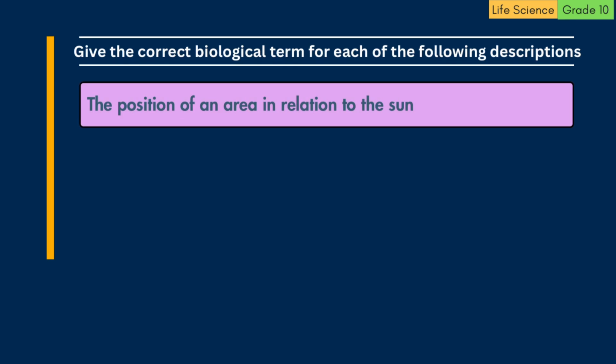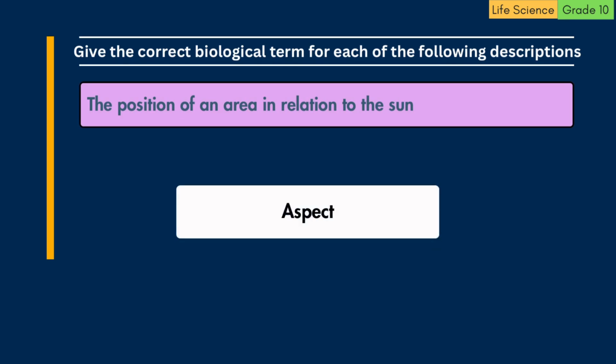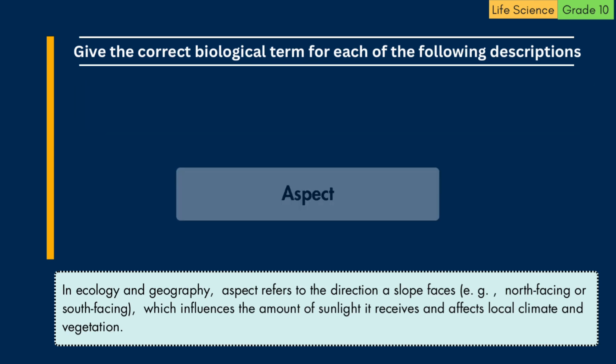Question: the position of an area in relation to the Sun. The correct answer is aspect. In ecology and geography, aspect refers to the direction a slope faces, e.g., north-facing or south-facing, which influences the amount of sunlight it receives and affects local climate and vegetation.